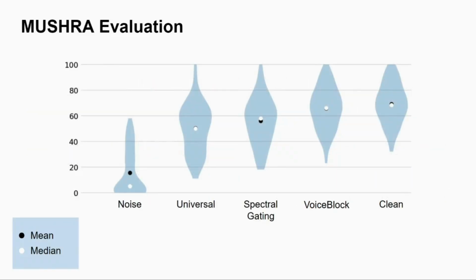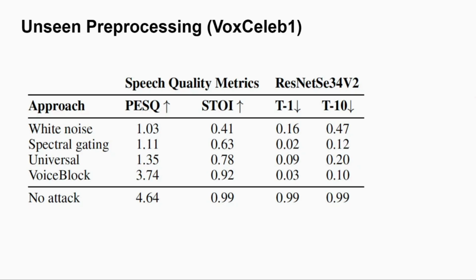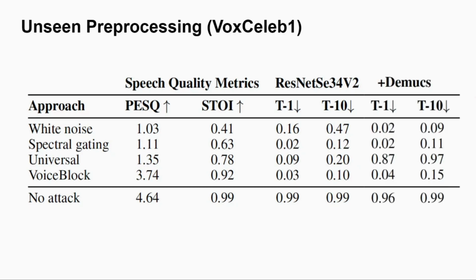We further evaluate the perceptual quality of each method through a human subjects MUSHRA study, and find that VoiceBlock is rated ahead of all baselines and is virtually indistinguishable from the clean source. VoiceBlock also remains effective when modified speech is passed through an unseen Demucs speech enhancement model, while the universal additive attack loses nearly all its effectiveness.